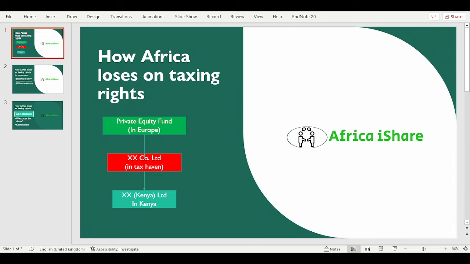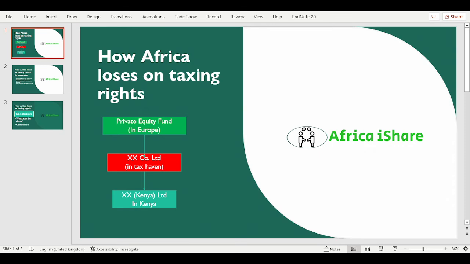The Kenyan authorities may never even realize that this transaction took place, because in Europe, the private equity fund finds someone it wants to sell the Kenyan business to, and then it sells the shares in XX Company Limited. And anyone who gets the shares of XX Company Limited definitely controls Kenya. And that transaction happens offshore. So first of all, to even know that it happened is a problem.